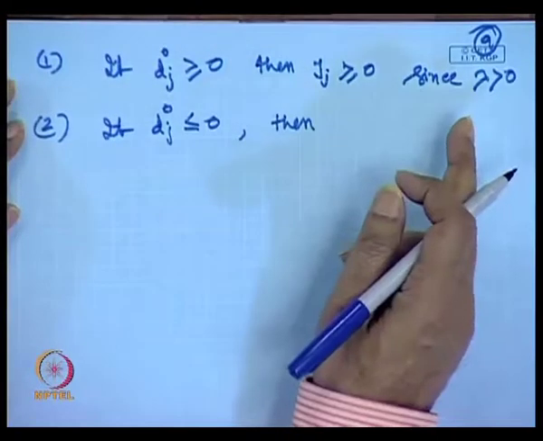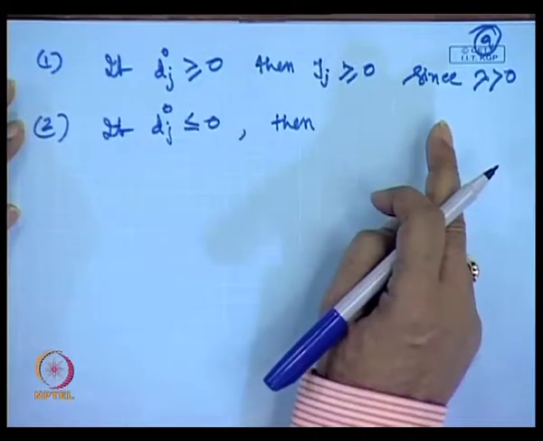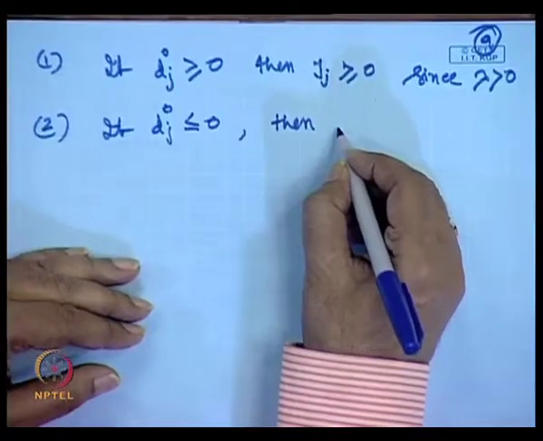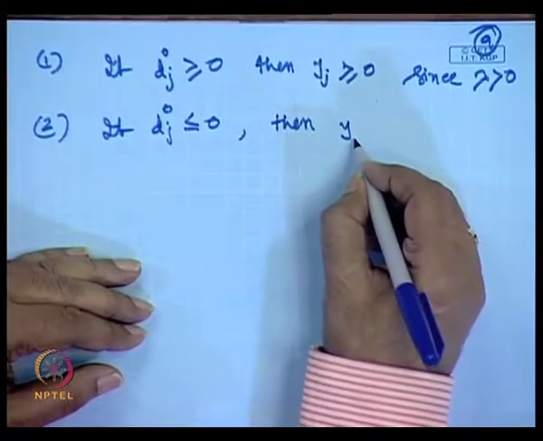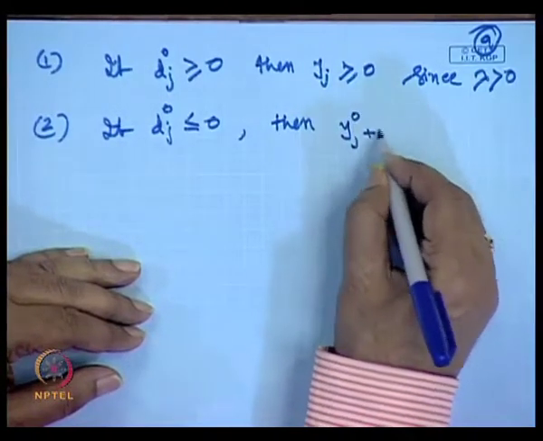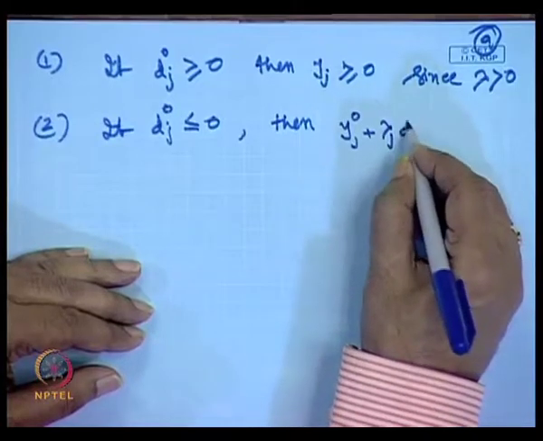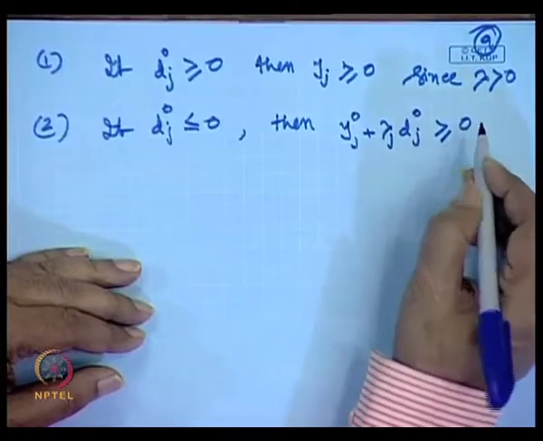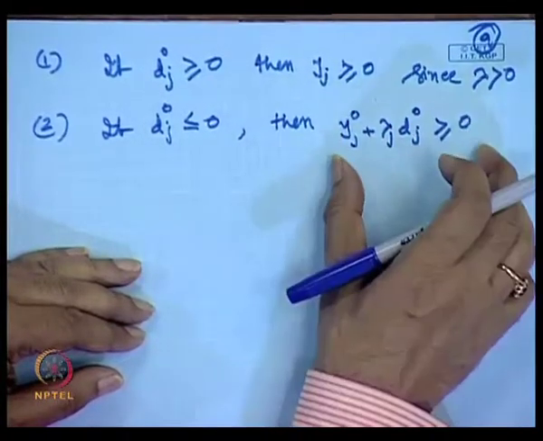yj, since lambda is positive, the jth element of y can be negative or positive depending upon the choice of lambda. So, we are now deciding how the choice of lambda should be made, so that we can get the jth component of y positive. Then you can write yj 0 plus lambda j dj 0, which we want greater than 0. If this is less than 0, we want it greater than 0.